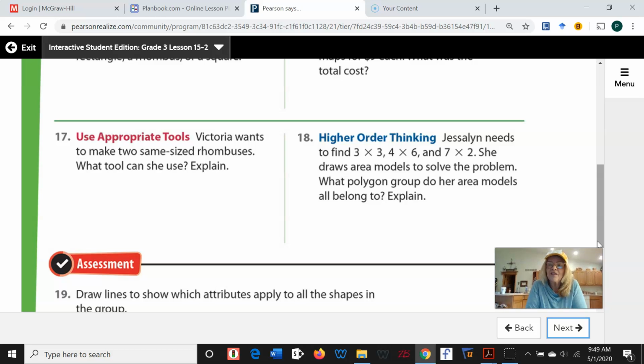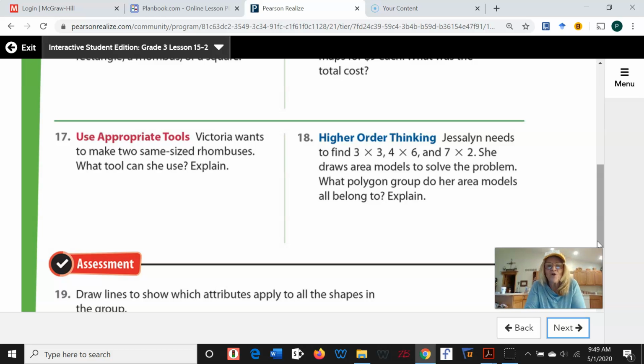Now I need you to think, is there anything else that you could find at home that would be the same size so that Victoria could make her rhombus? Okay, so that one you're going to have to go looking around the house. You're going to have to be a scavenger or a detective, and you're going to find some things that are the same size that you could do number 17.